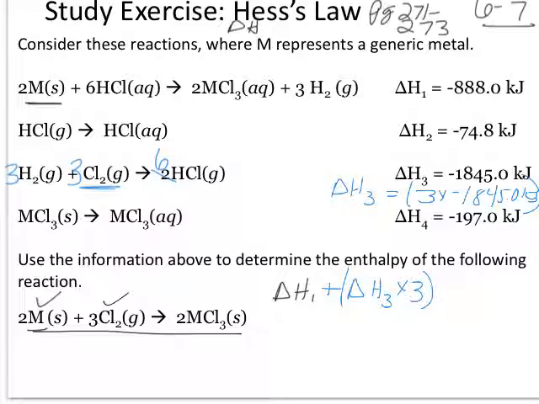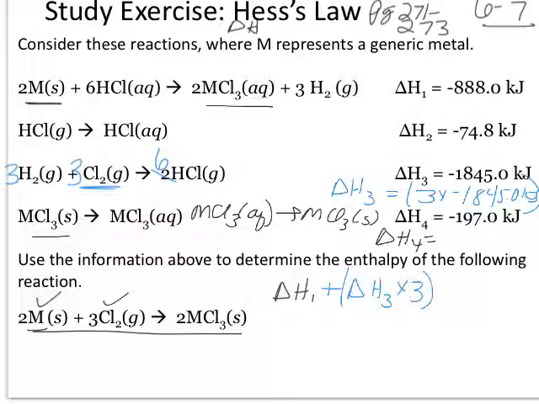And now I go to the last one on the products, and I see NCl3 solid. So I go through reaction 1, 2, 3, and 4, and I try to find NCl3 solid. And I see an NCl3 aqueous, that's not it. And then I see it here. This is what I want, but it's on the wrong side of the equation. I need it to be on the other side. So I'm going to rewrite this equation. NCl3 aqueous goes to NCl3 solid. And when I do that, I've got to reverse the sign of this delta H4. It's going to be now a positive 197.0 kilojoules.